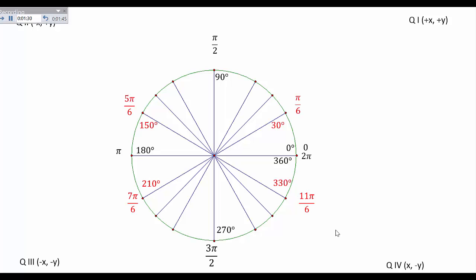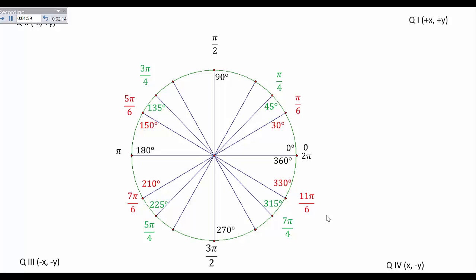Now let's look at our 30-degree reference angle family, or our pi over 6 reference angle family. Here we have 30 degrees, 150 degrees, 210 degrees, and 330 degrees. Each of these angles has a reference angle of 30 degrees. Each of them is part of the pi over 6 family. Here we have pi over 6, 5 pi over 6, 7 pi over 6, and 11 pi over 6.